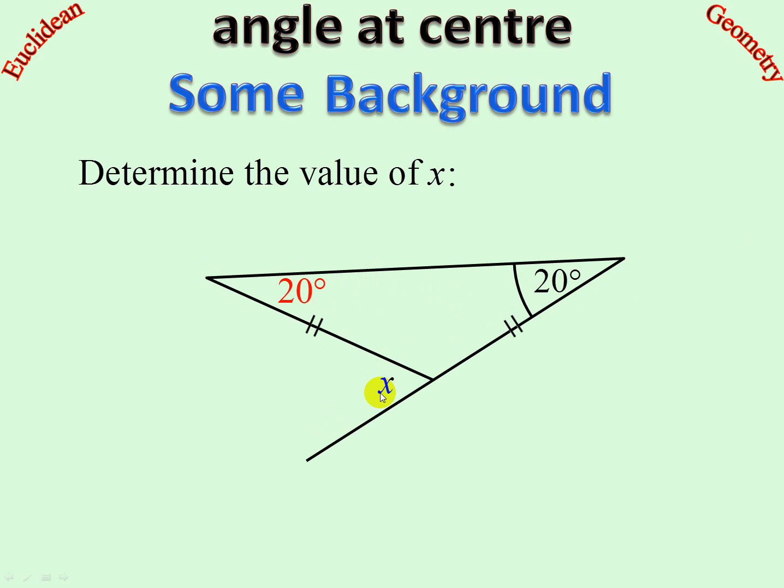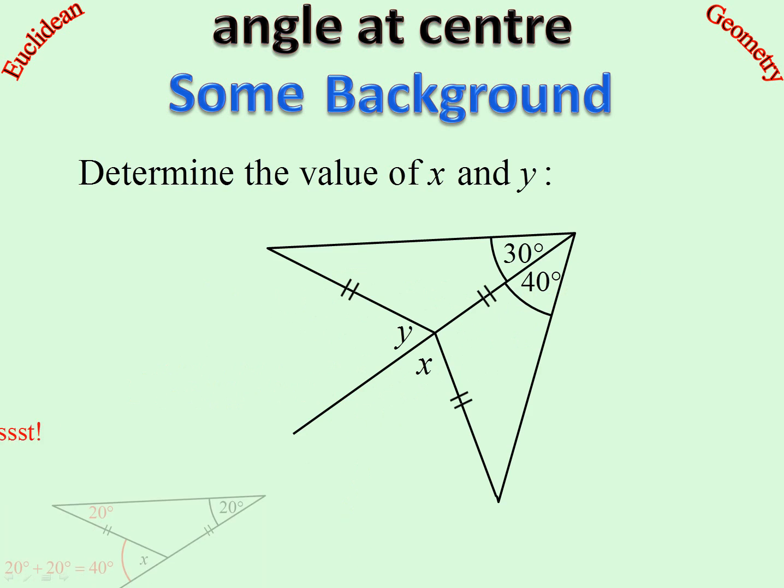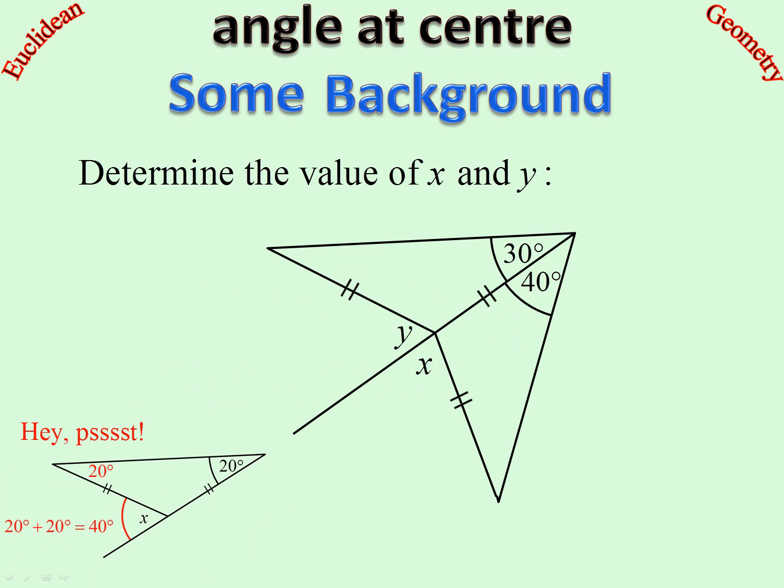Quite simply because x adds with that to get 180, and those two add with that to get 180. So therefore x must be the same as those two combined. And therefore x is 20 plus 20, 40 degrees. Let's put that on the side. Just as a reminder.